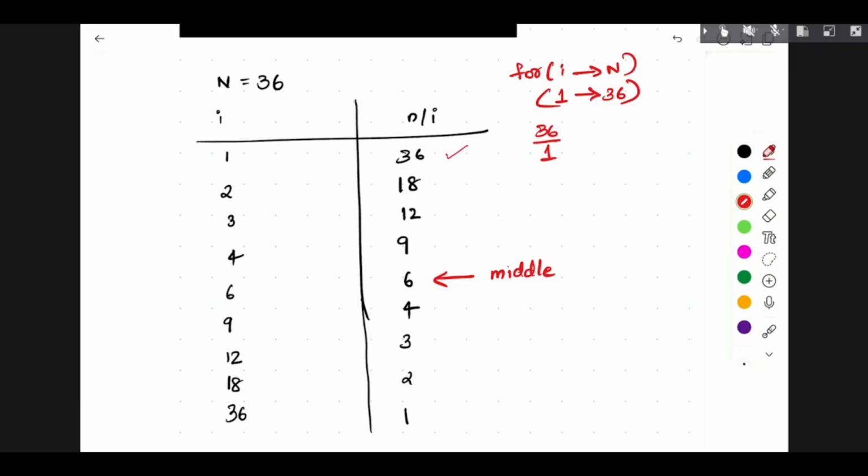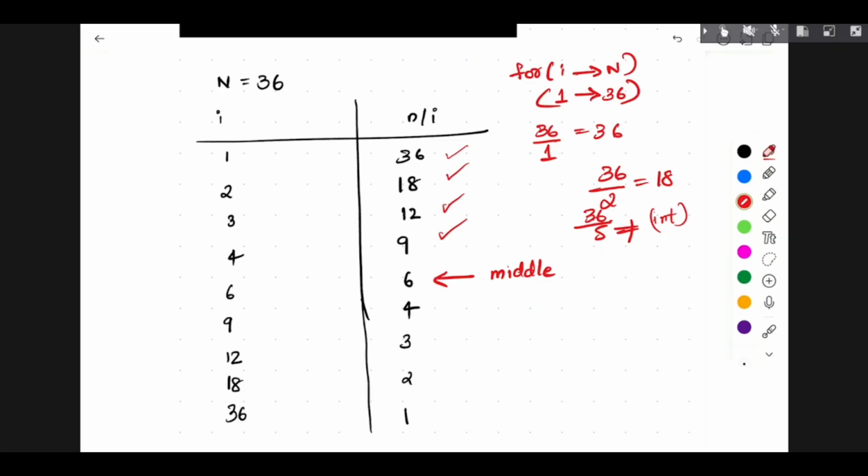And I'm checking, is 2 divisible? I'm checking 36 by 2. Again I'm getting 18. And yes, it is also divisible. Then 3. Yes, it's divisible. 4. Yes, it's divisible. 5 is not divisible. 36 by 5 is not equal to an integer. It's some floating point value. So that is not divisible. So similarly, we are checking all these values.